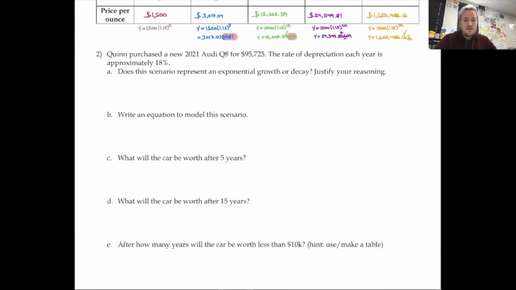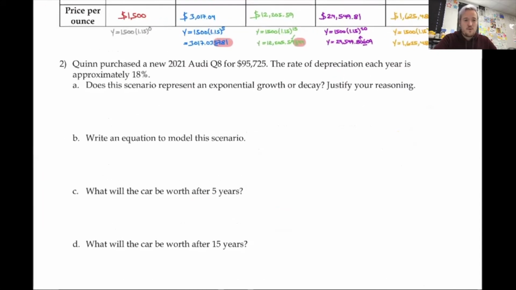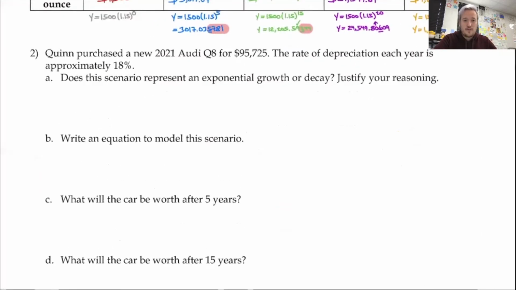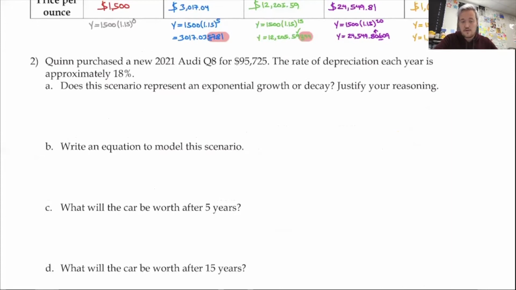Okay. So number 2. Quinn purchased a new 2021 Audi Q8 for $95,725. The rate of depreciation each year is approximately 18%.